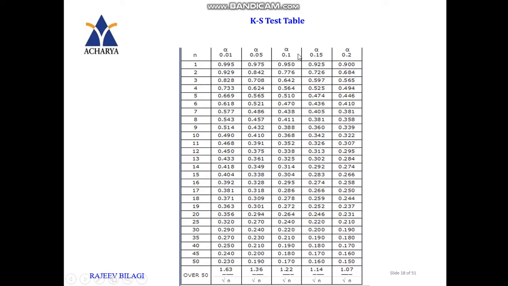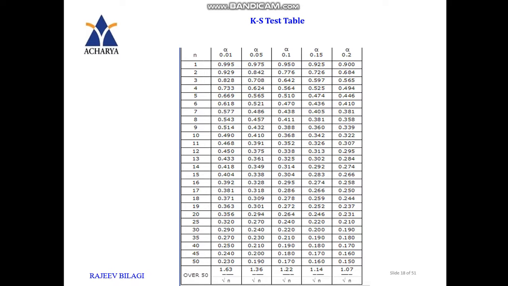Alpha values will be given as 0.05, 0.10, 0.15, 0.20, that depends. Now, if there is a set of random numbers, say 5, so in this column 5, at alpha equal to say 0.05, the critical value D alpha is 0.565. This is how we are going to find out the critical value.